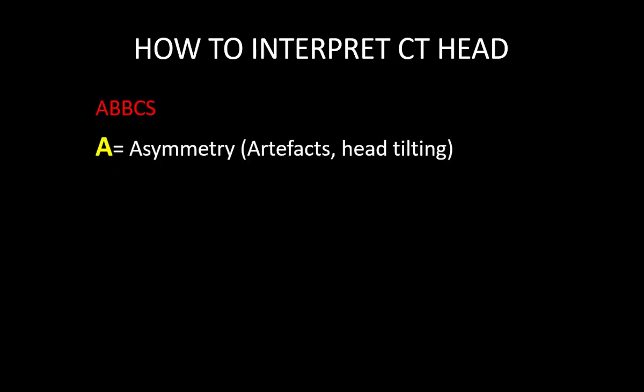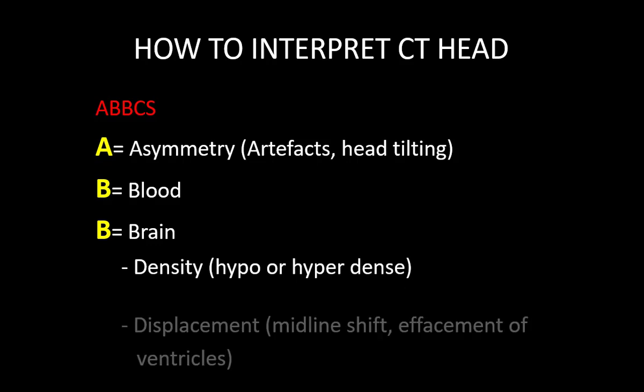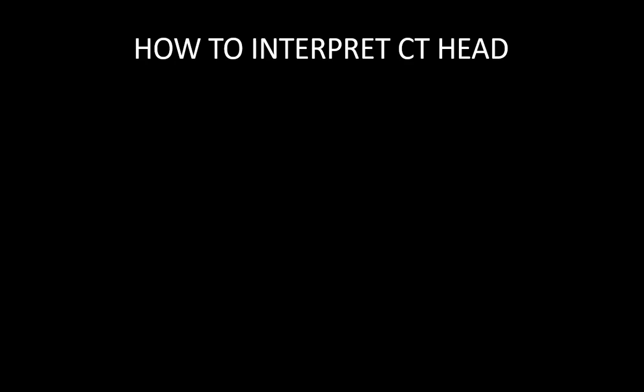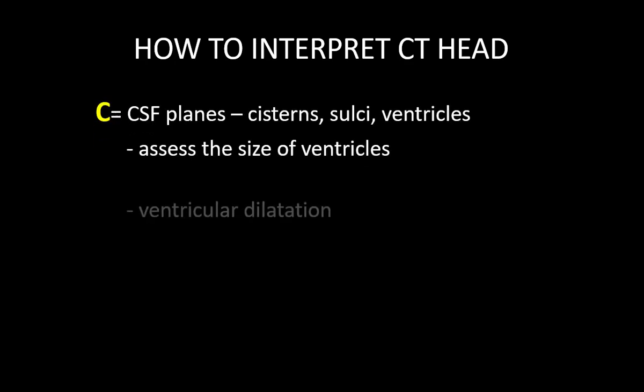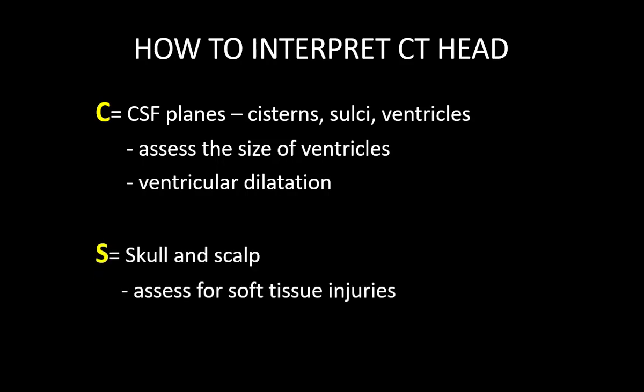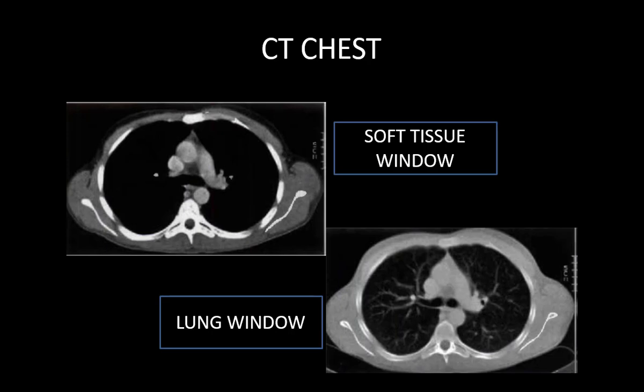So how to interpret a CT? You have to follow the mnemonic ABBCS. A is for asymmetry, B for blood, B for brain. In the brain you have to look for the densities, whether hyperdense or hypodense, any displacement, midline shift, and whether gray-white differentiation is maintained or lost. C is for CSF spaces: you look at the cisterns, sulci and ventricles, assess the size of the ventricles, and look for dilatation. And S is for skull, and assess for any soft tissue injuries.